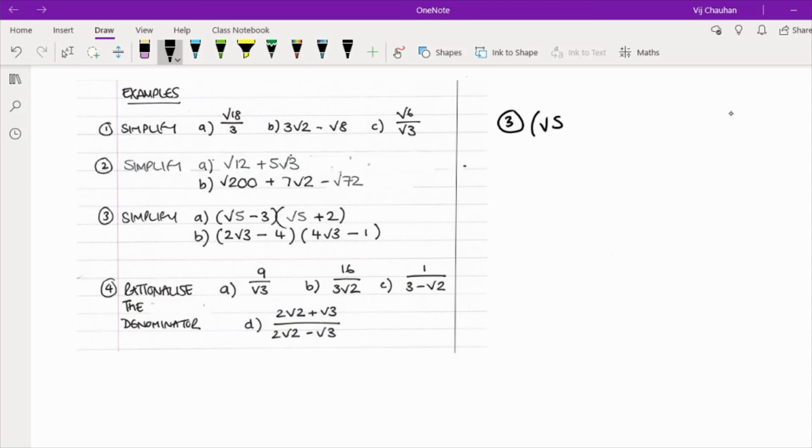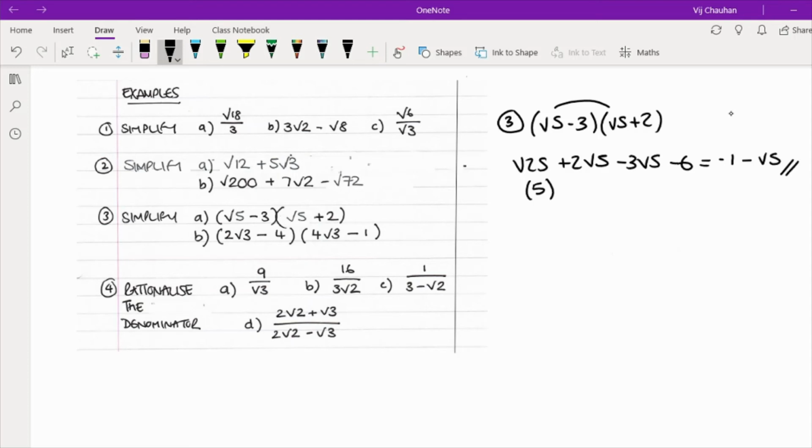So we've got root 5 minus 3, root 5 plus 2. So here we've got root 25 plus 2 root 5 minus 3 root 5 minus 6, which we can rewrite as 5 minus 6, which then leaves us with minus 1 minus 1 root 5. And there is our final answer. Don't forget that it's minus 1.